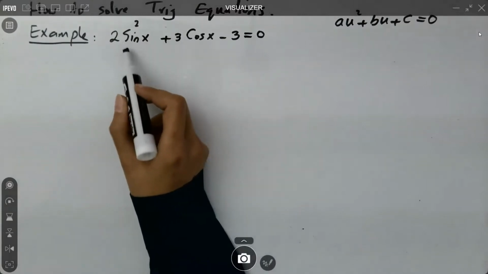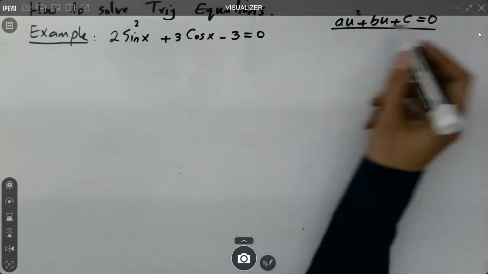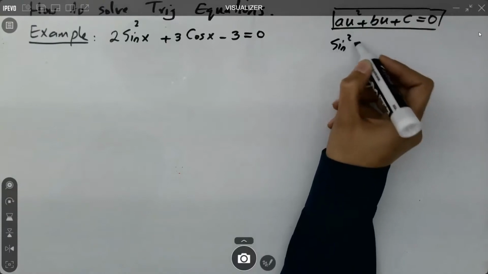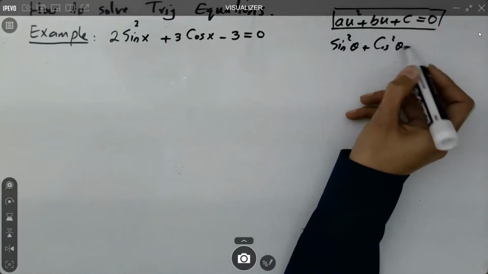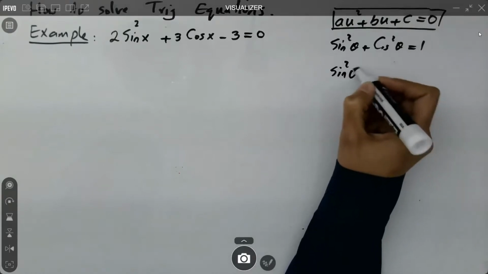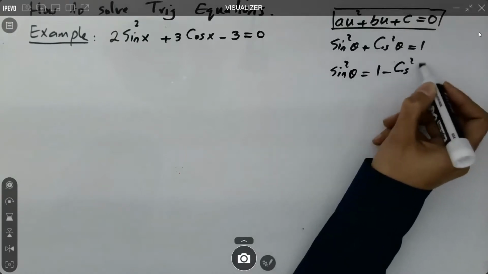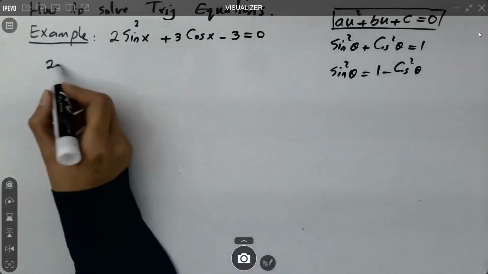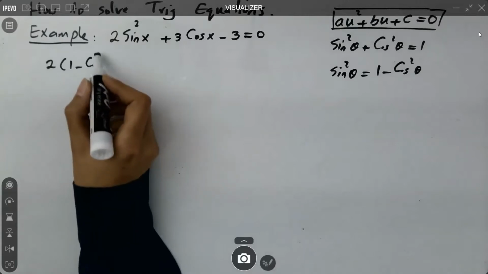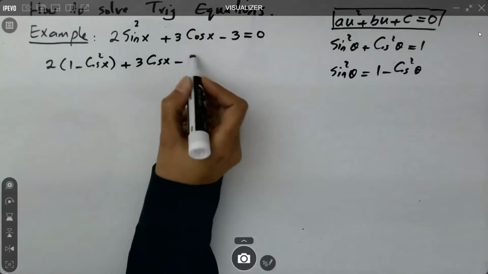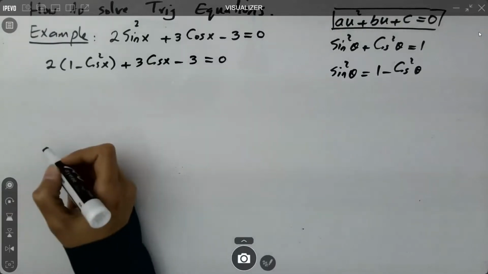First, we need to convert sine squared into cosine squared. Remember that. Sine squared plus cosine squared is always 1. So sine squared is equal to 1 minus cosine squared. Let's use the second one and replace it here. We get 2 times 1 minus cosine squared of x plus 3 times cosine x minus 3 equals to 0.